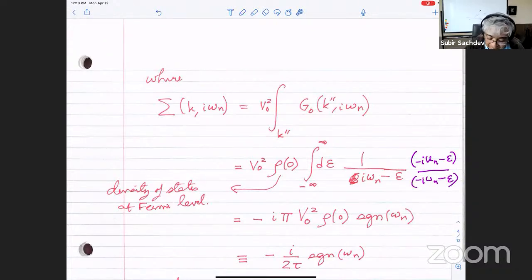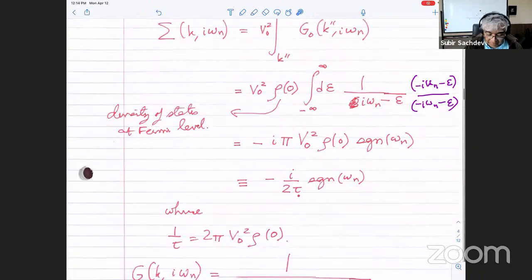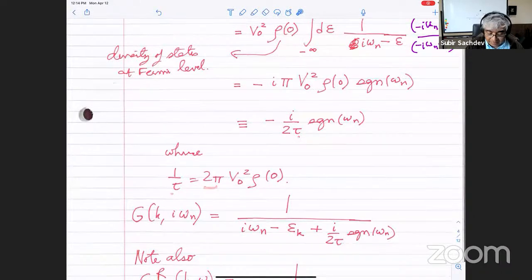There's this term that will just give you 0 because it's an odd function of epsilon, provided the density of states is a constant. And the other one, when you do the integration, gives you an i pi out front and a sign of omega n. Okay, so this is conventionally written as minus i over 2 tau. The reason for the 2 will become clear today. And the sign of omega n you keep. And what is the definition of tau now? Tau is 2 pi times the matrix element squared times the density of states.